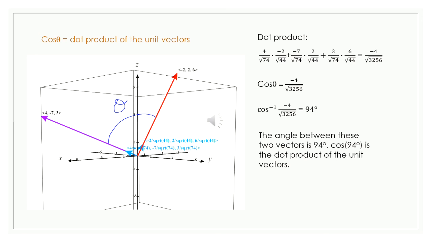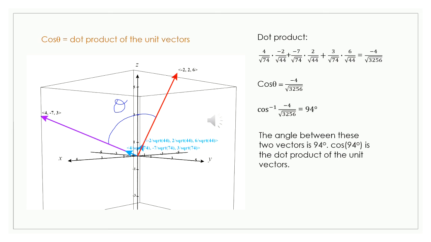And if I take 2 squared plus 2 squared plus 6 squared, I get 4 plus 4 plus 36, which is 44. So the unit vector for 4, -7, 3 is 4, -7, and 3, all divided by the square root of 74. And the unit vector for -2, 2, 6 is -2, 2, 6, all divided by the square root of 44. So multiply the x components.